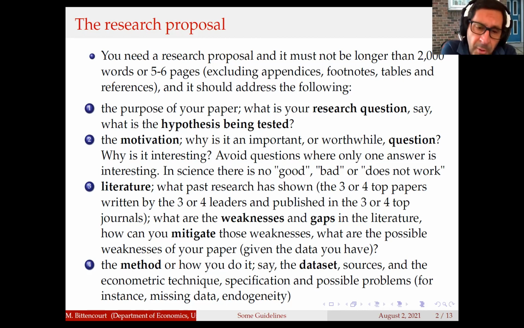Why so short? Well, because you have to get to the point very early on, folks. You are doing science. You are not rewriting the Bible, right? Or the Torah. You are writing a research proposal, right? And it must not, I should have put not in bold, be longer than 2,000 words or 5-6 pages, excluding appendices.